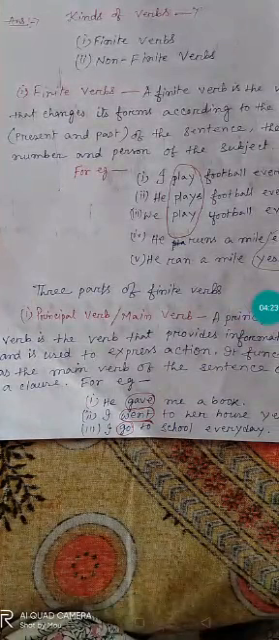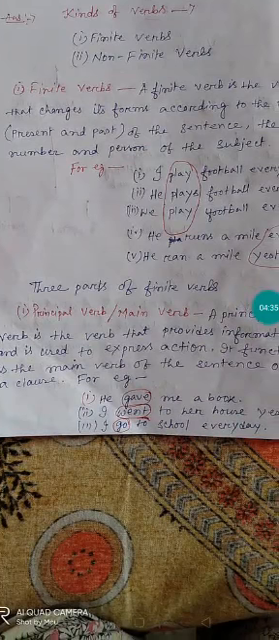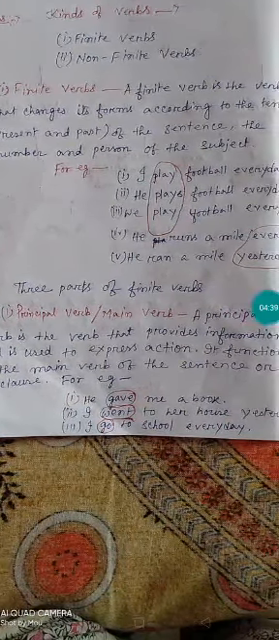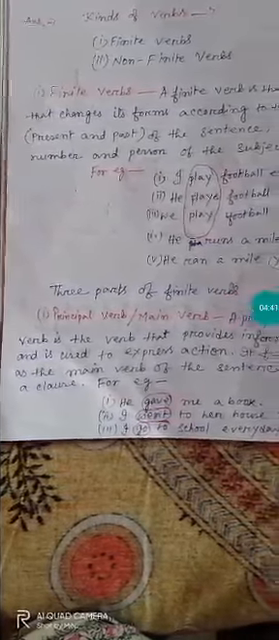Here I have written, he gave me a book. Now, I went to her house yesterday. I go to school every day. So here gave, went, go, these are main verbs of the sentence, and these verbs are giving me the information about the person, about the subject.